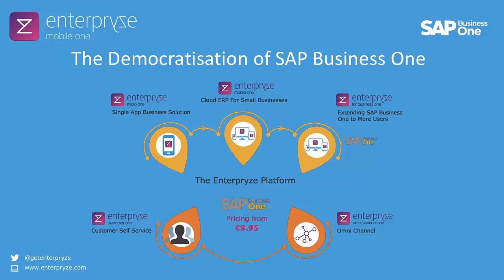So Mobile One, we'll talk about the functionality in that a little bit later. And then the concept here is that we can seamlessly migrate that customer from the Mobile One solution right the way through to the Business One solution, because the underlying technology is SAP Business One.